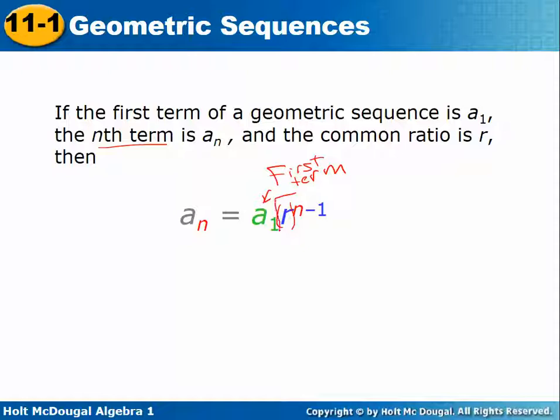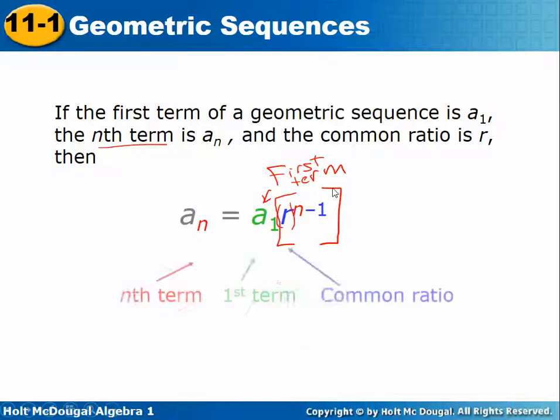Now when you do this, you do this part first. You find what n minus 1 is. So if it's the 100th term, you'd use 99. You take that ratio to the 99th power first, then you hit equal, and then you multiply by the first term. If you do it in the wrong order, if you were to multiply the first term times the ratio and then raise both of those to that power, that would give you the wrong answer.